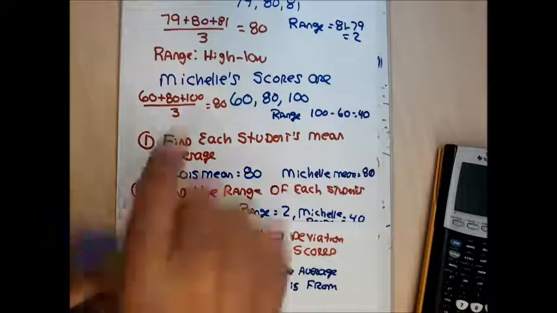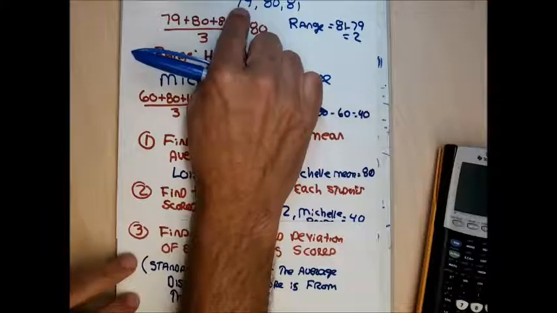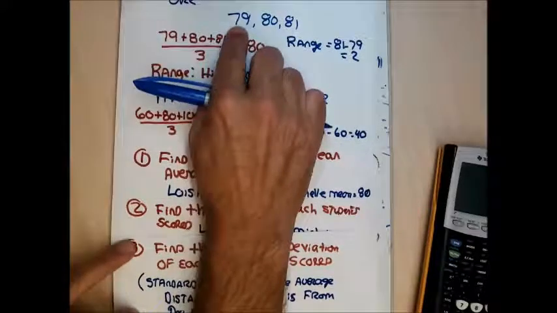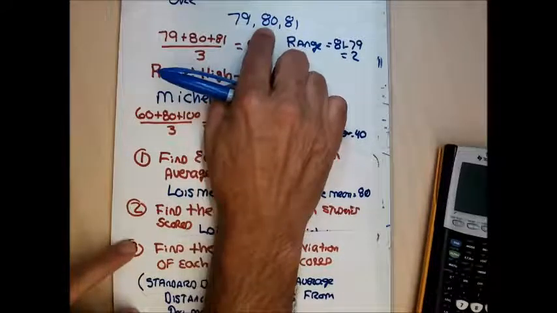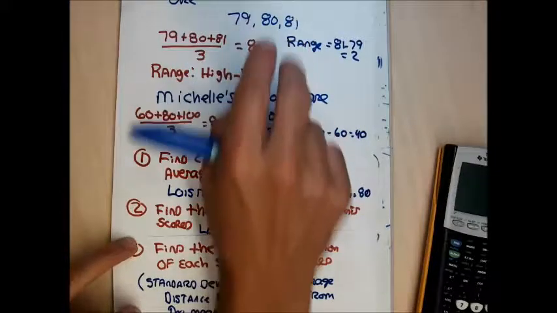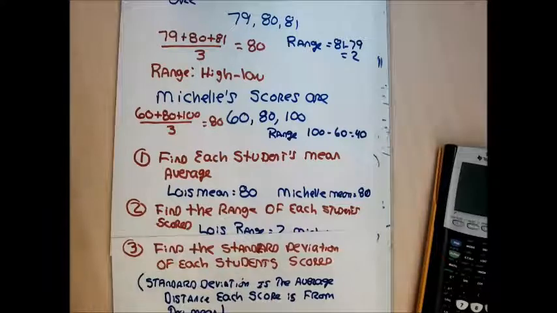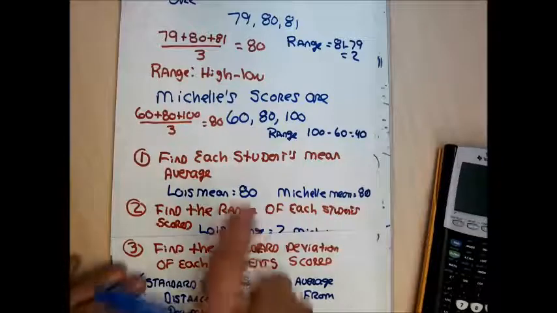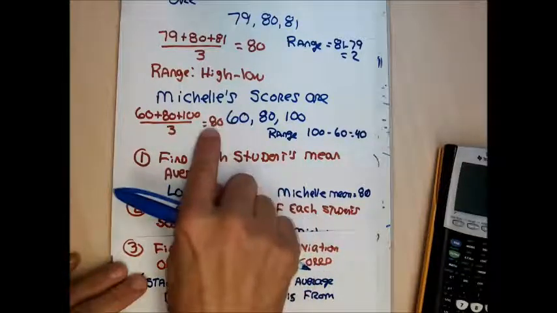For Lois's test, her first score is 1 from the mean, her second score is 0 from the mean, her third score is 1 from the mean. Somehow I'm going to average those three numbers, 1, 0, and 1, and come up with a standard deviation, but it's more complicated than that. Similarly, Michelle's score of 60 is 20 below her mean.